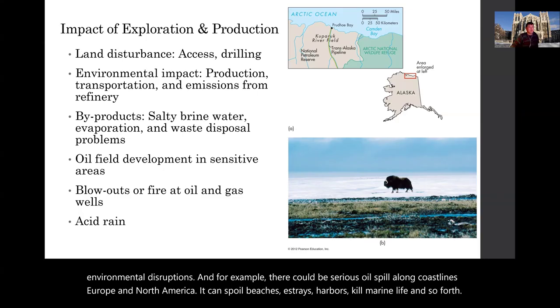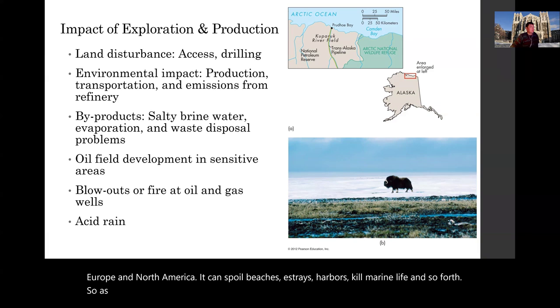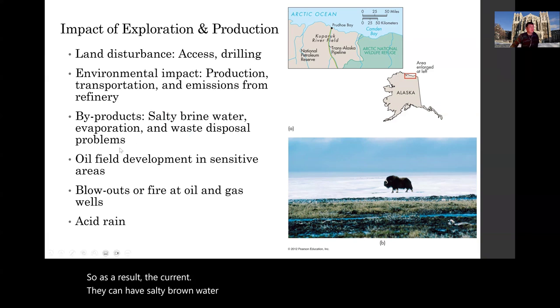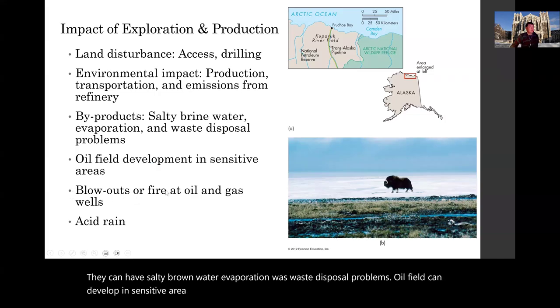As a result, they can have salty brine water with evaporation and disposal problems. Oil fields can develop in sensitive areas, and we can have blowouts or fires at oil and gas wells, acid rain, and so forth. These are potential problems.